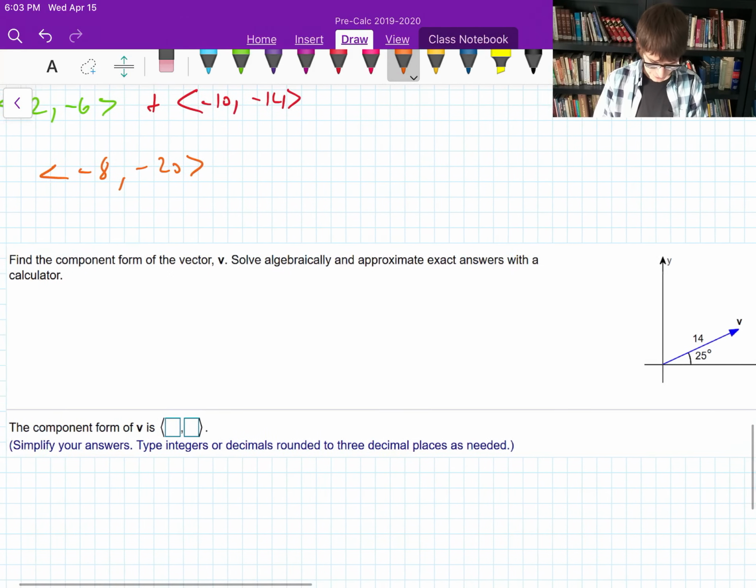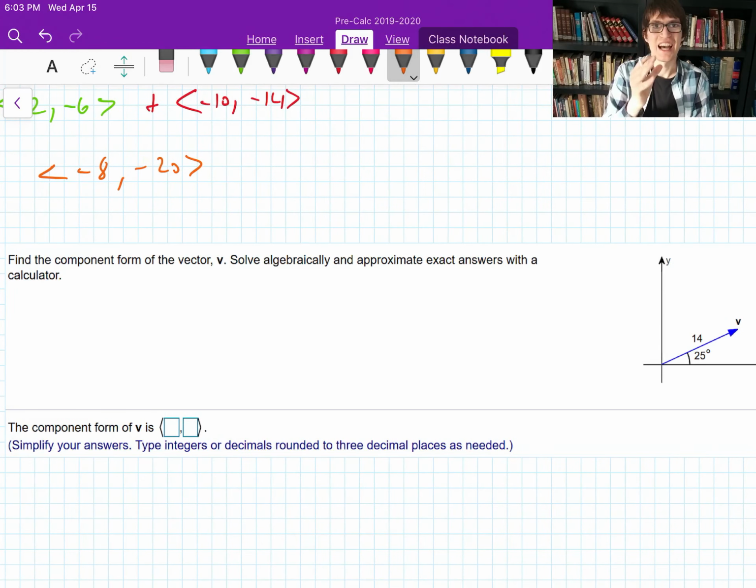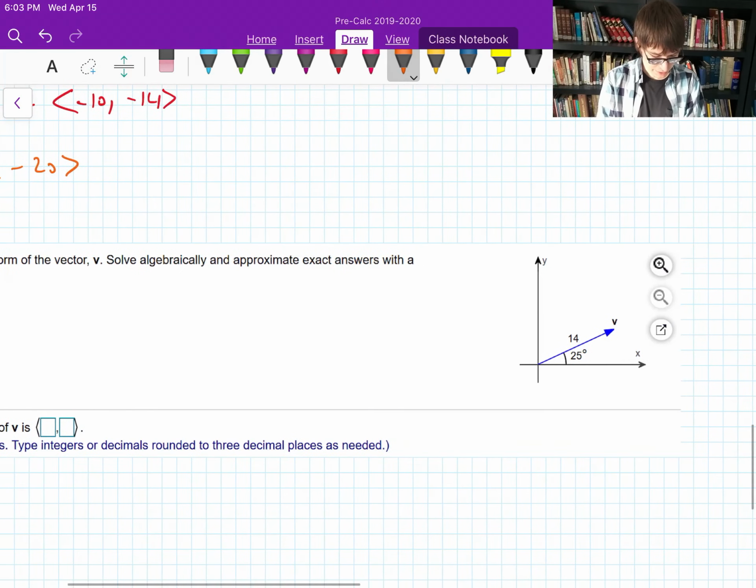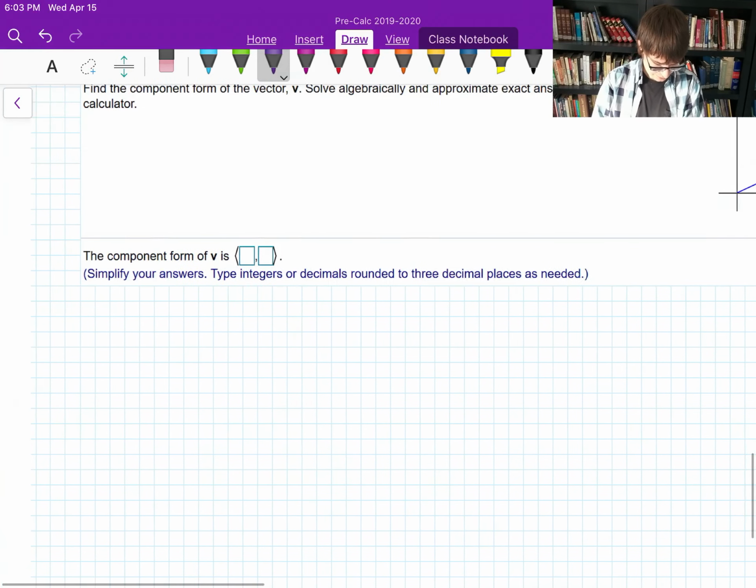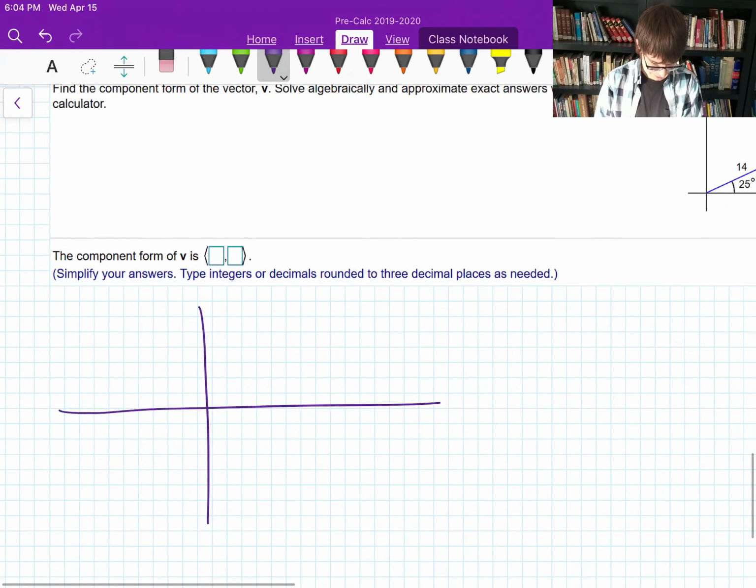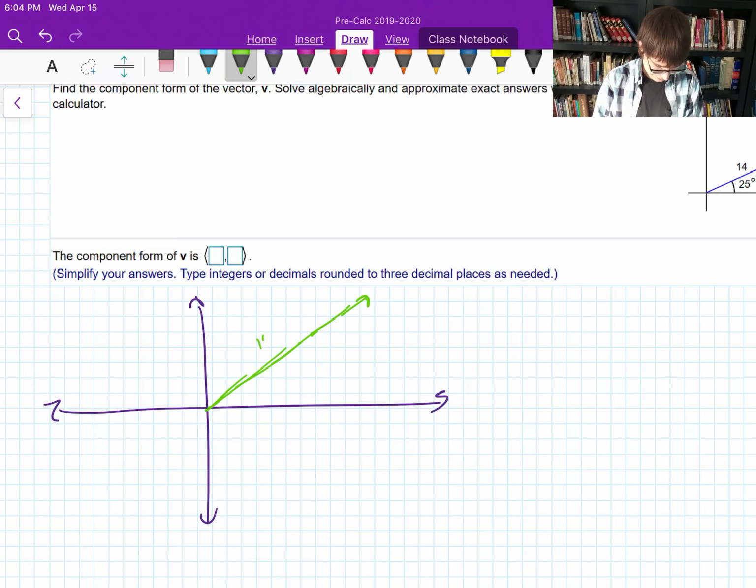Okay, so they give us this graph with a magnitude of 14. Its size is 14, and its direction is 25 degrees from 0. Let me just rewrite this in a larger format so it's easier to see what's going on here. I can be pretty general here. I don't need to use exact tick marks on the graph. I like green, so let's keep using green. We'll use 14, and then the angle is 25 degrees.